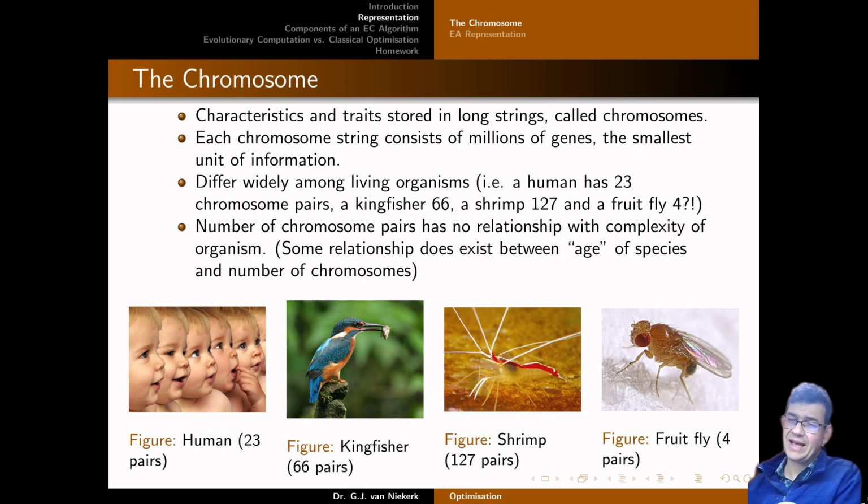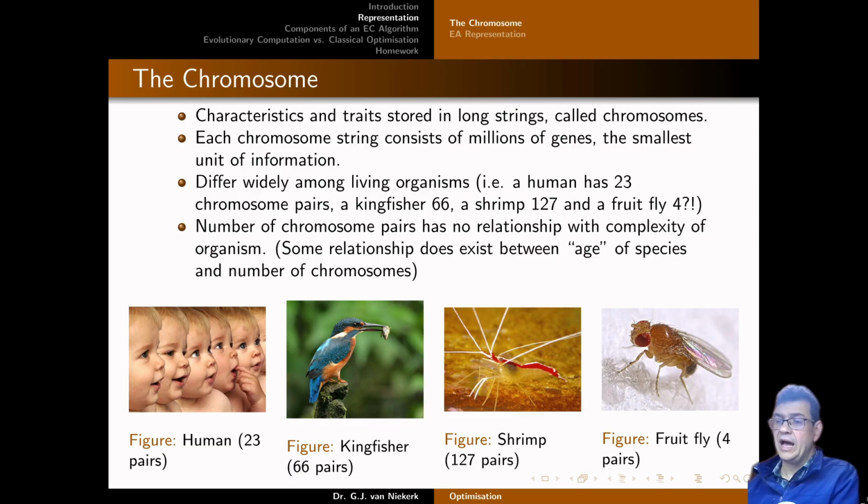So before we look at representation, let's quickly chat about the chromosome, because this is part of the whole inspiration behind EAs. Characteristics and traits in organisms are stored in long strings called chromosomes, and each of these long strings consists of millions of genes, which is the smallest unit of information, and it's actually digital. It's only 4 letters that every gene can take. So in a way, we are stored digitally, if you think about it, which is quite fascinating.